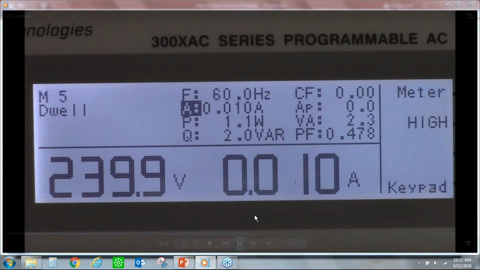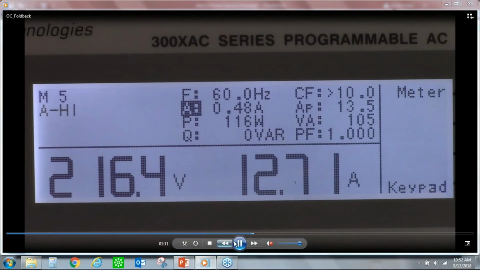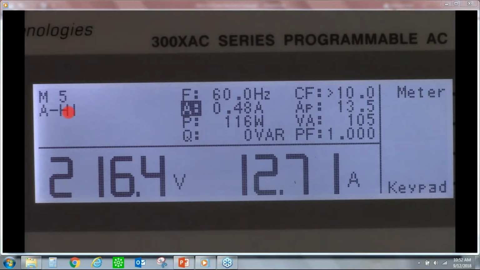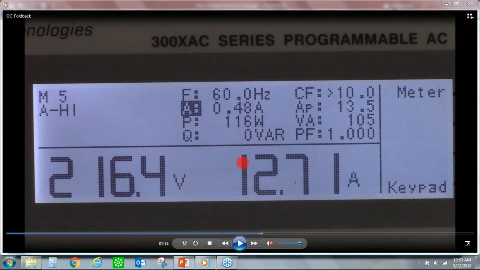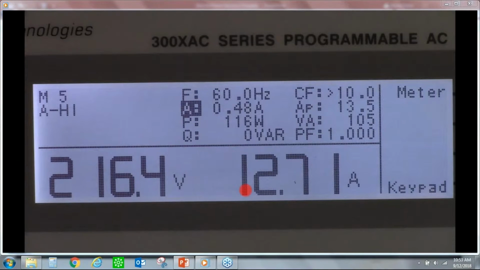You can see here where we're outputting 240 volts. I'm going to pause this really quick and take a look at the failure message, a high limit. It exceeded the current available for this power supply. It tried to draw up to 12.71 amps at the last meter reading. The peak amps were peaking out at 13.5 amps. So again, this source is not capable of powering up this vacuum.